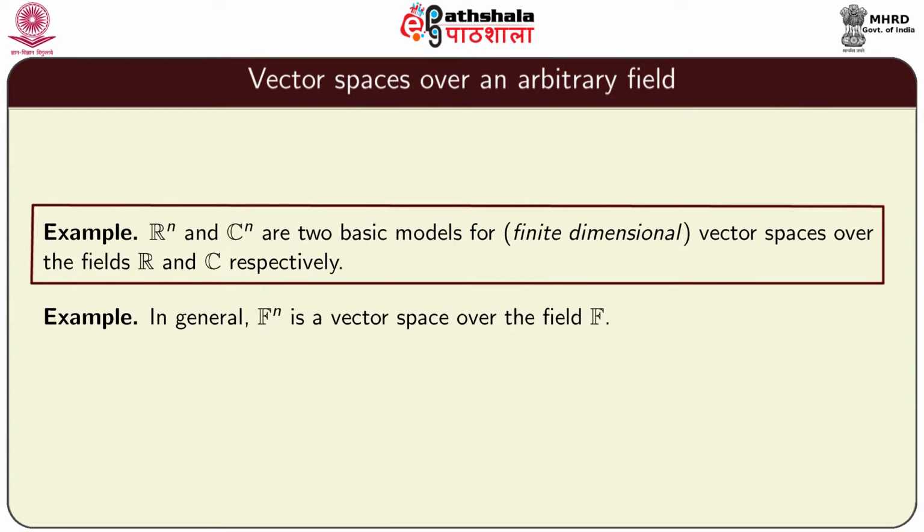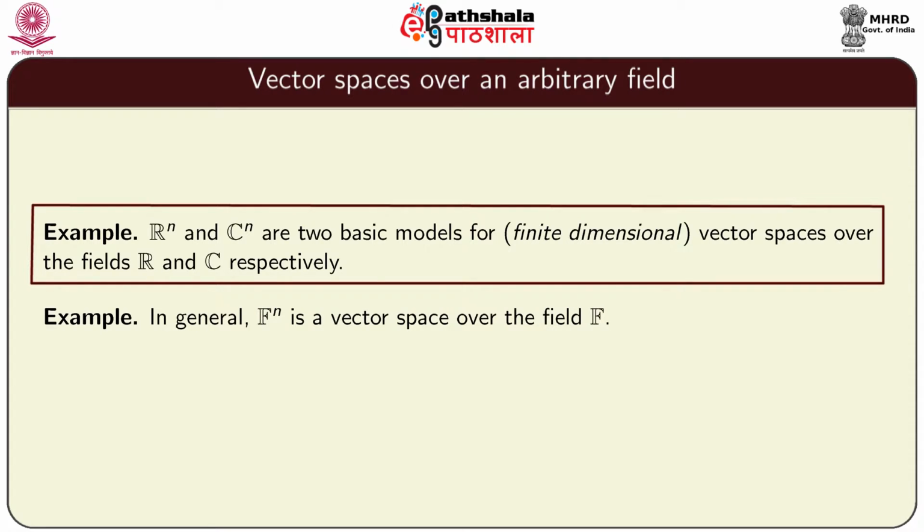We start with examples of vector spaces. As you can see, Rn and Cn are two basic models for vector spaces over the fields R and C respectively. Well, it is a little difficult to explain at this point of time what we mean by basic models, but this will become clear to you as we proceed. And let me just remind you that Rn and Cn are nothing but the set of all n tuples with real entries and with complex entries respectively.